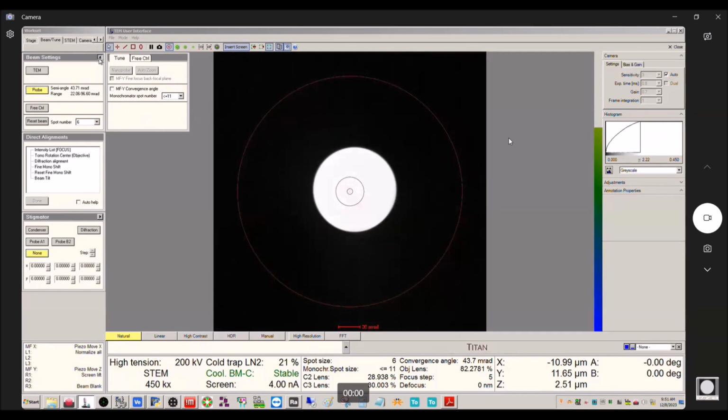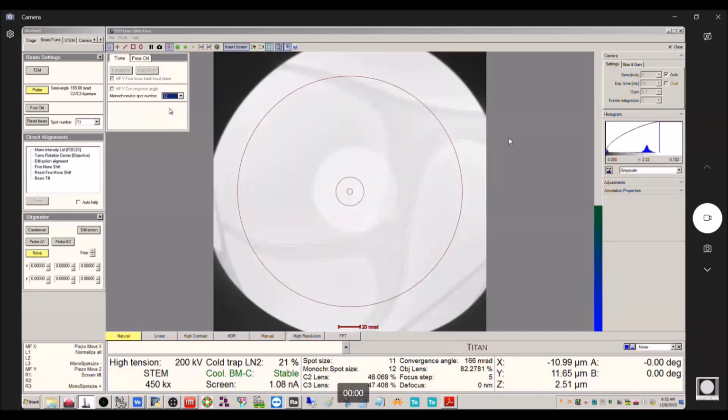What happens now, let me show you this here so you can see. Is it actually monochromator less than this? Okay, so basically, if we want to make use of the monochromator, we have to use these spot numbers here. So if I go to 12, what happens here?